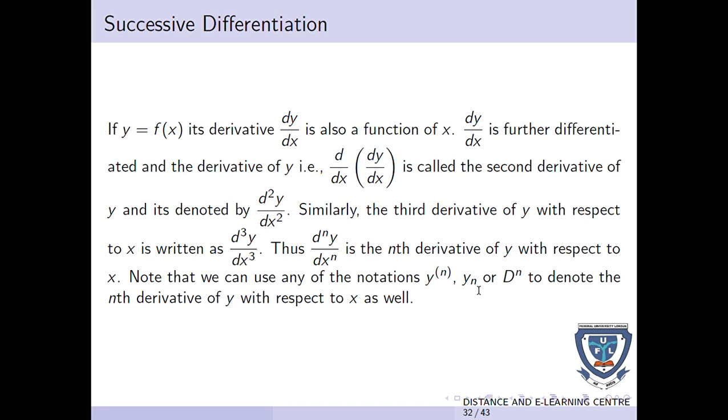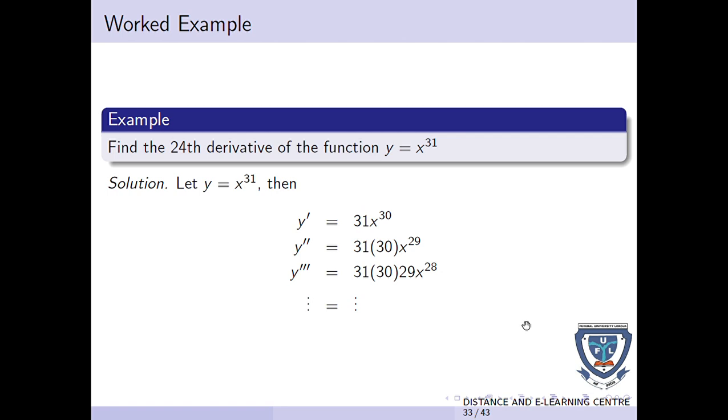Thus, d^n y over dx^n is the nth derivative of y with respect to x. Note that we can use any of the notations as stated here to denote the nth derivative of y with respect to x as well. So let's look at some worked examples here. Find the 24th derivative of the function y equal to x raised to power 31.